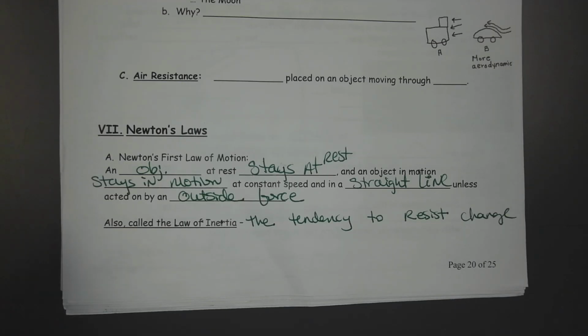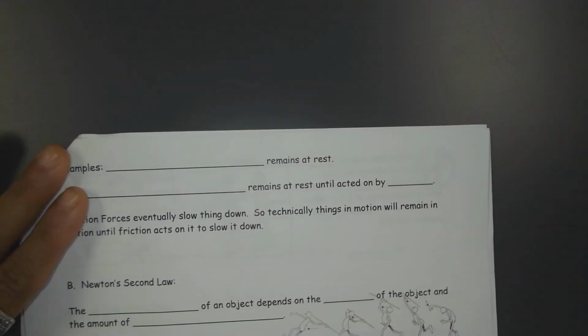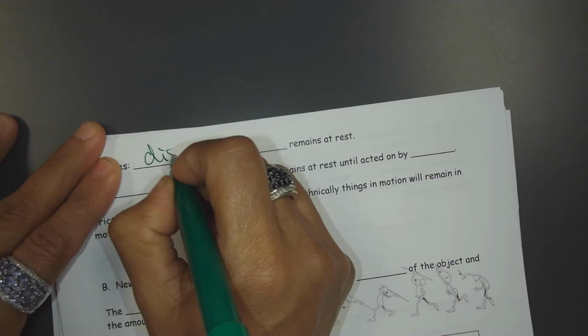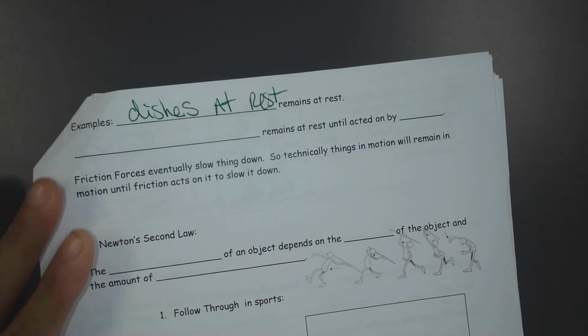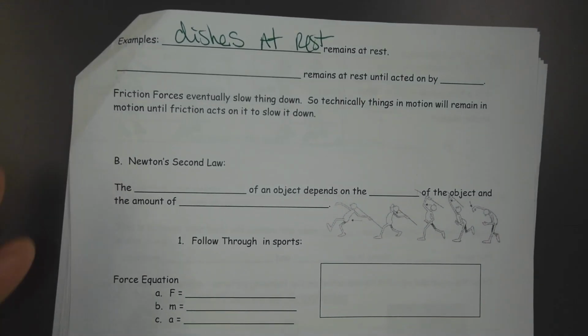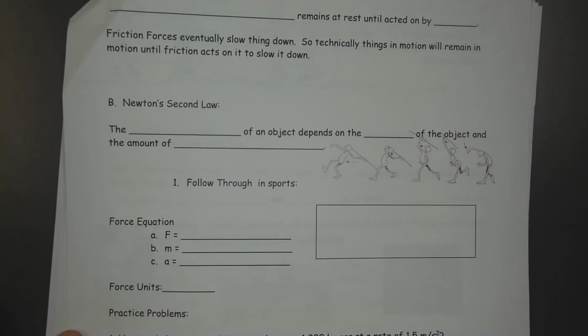Now, the example here that they give us is, for an example, dishes at rest. Or what about your cell phone? I mean, your cell phone didn't grow legs and walk off. Somebody took it, or you put it down somewhere else and forgot about it. That's where it's at. It didn't just grow legs and walk away. It's going to remain at rest.